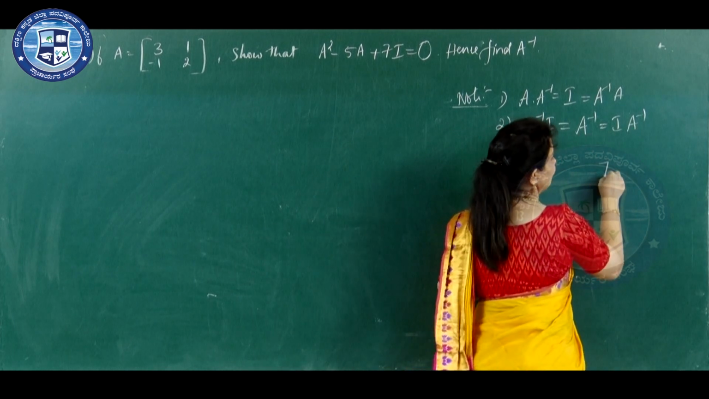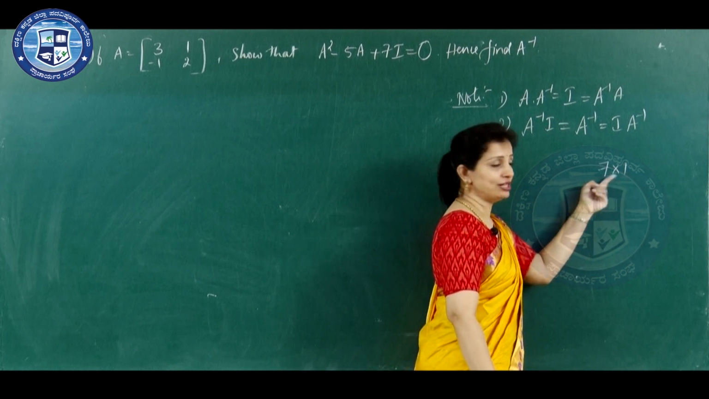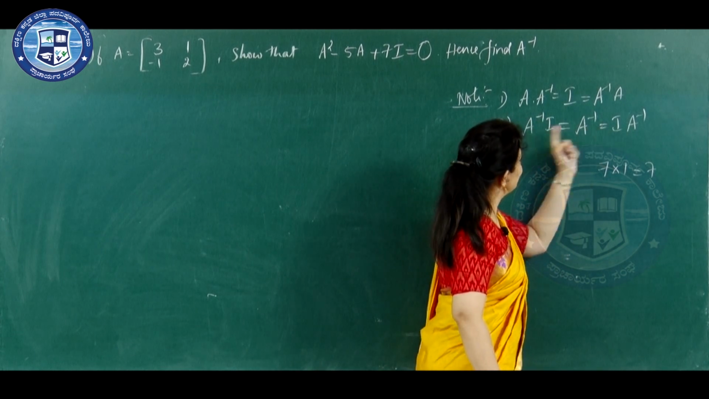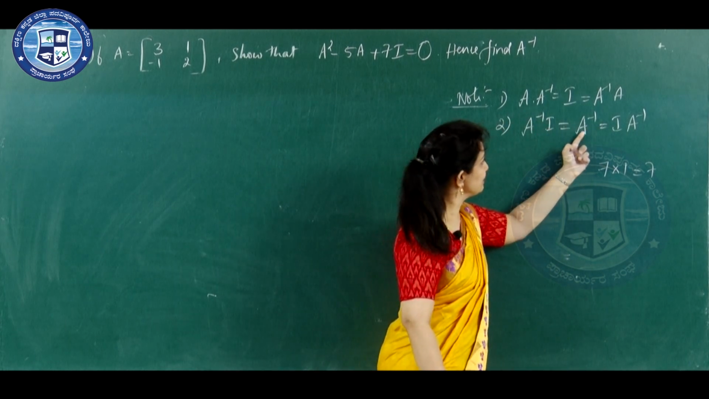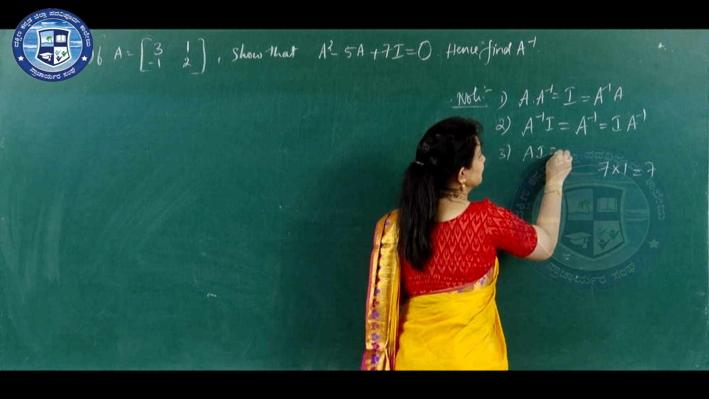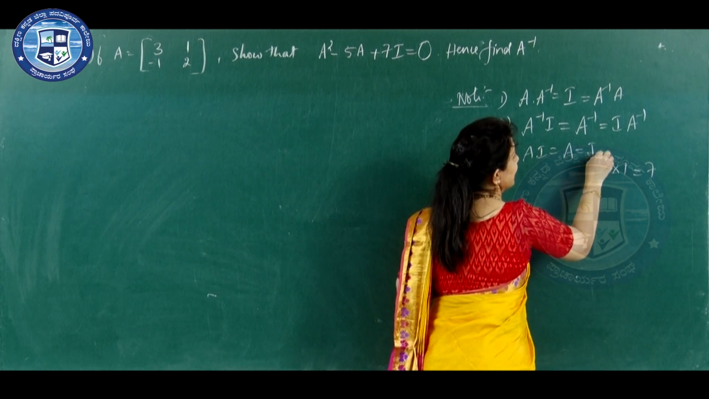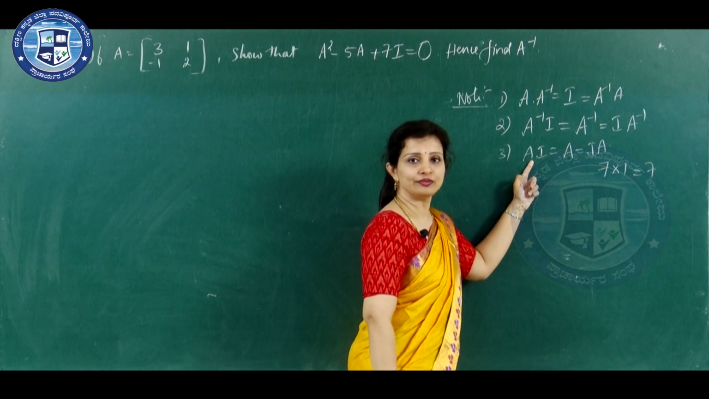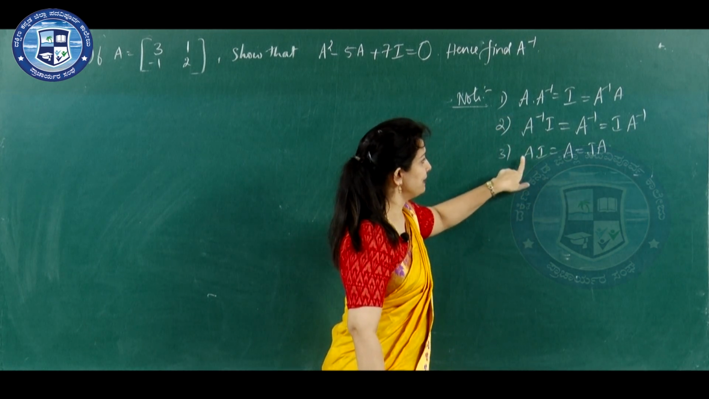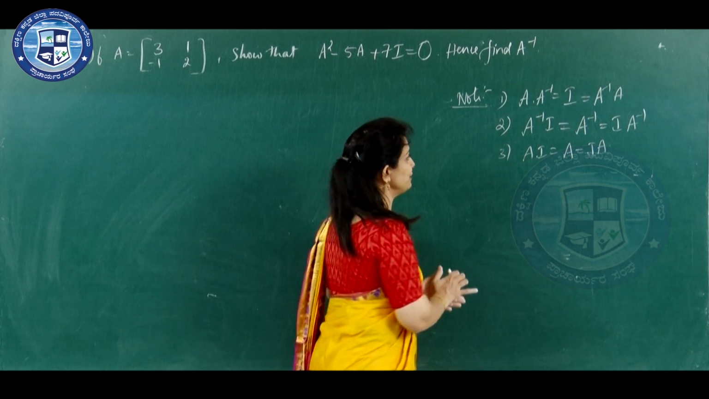That is like when you multiply, multiplicative identity is 1. When you multiply 1 to 7, you will get the same number 7. Similarly, A inverse into I, identity matrix, gives you A inverse. What about A into I? Identity matrix gives you the same, so it is A, and also I into A is A. So identity matrix, when you multiply to any matrix, gives the same matrix. That is the third property you must remember.